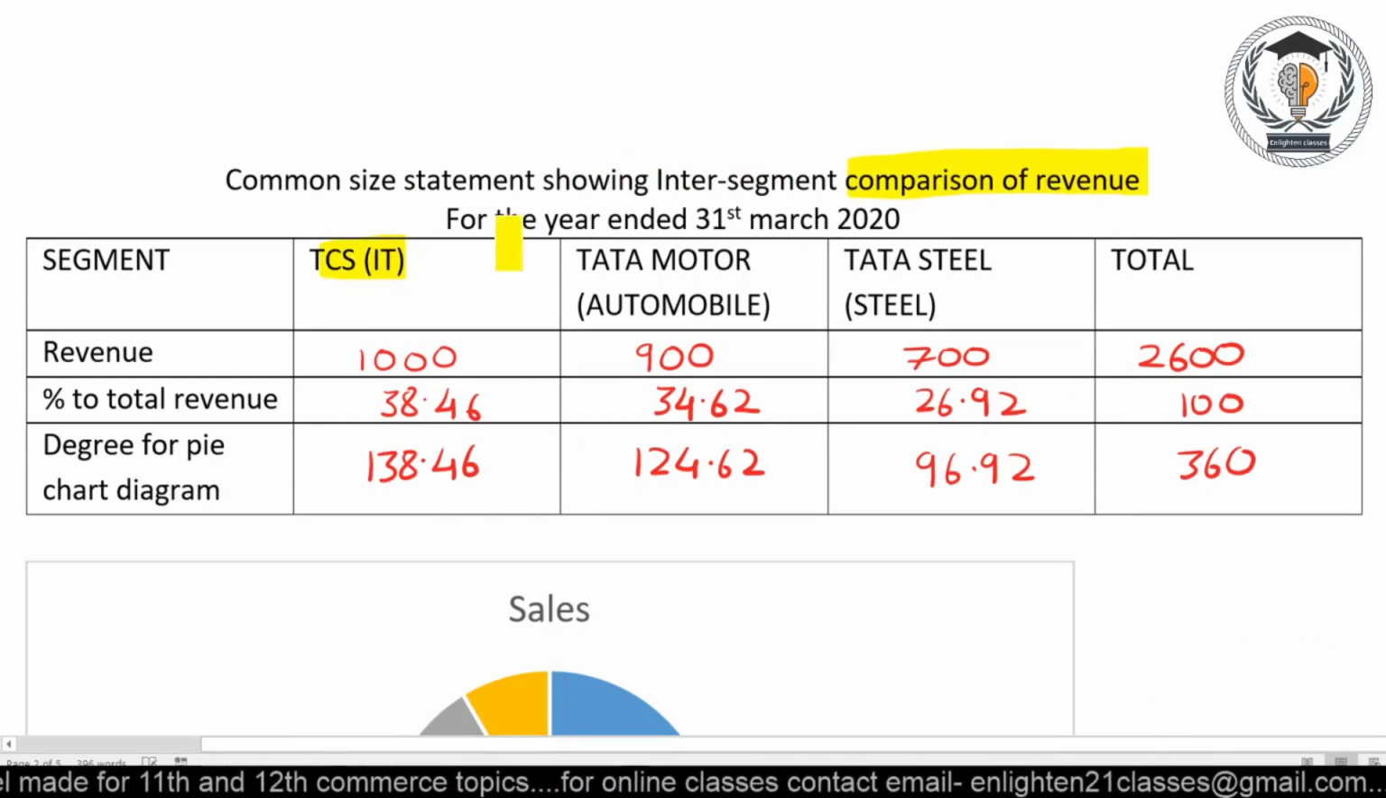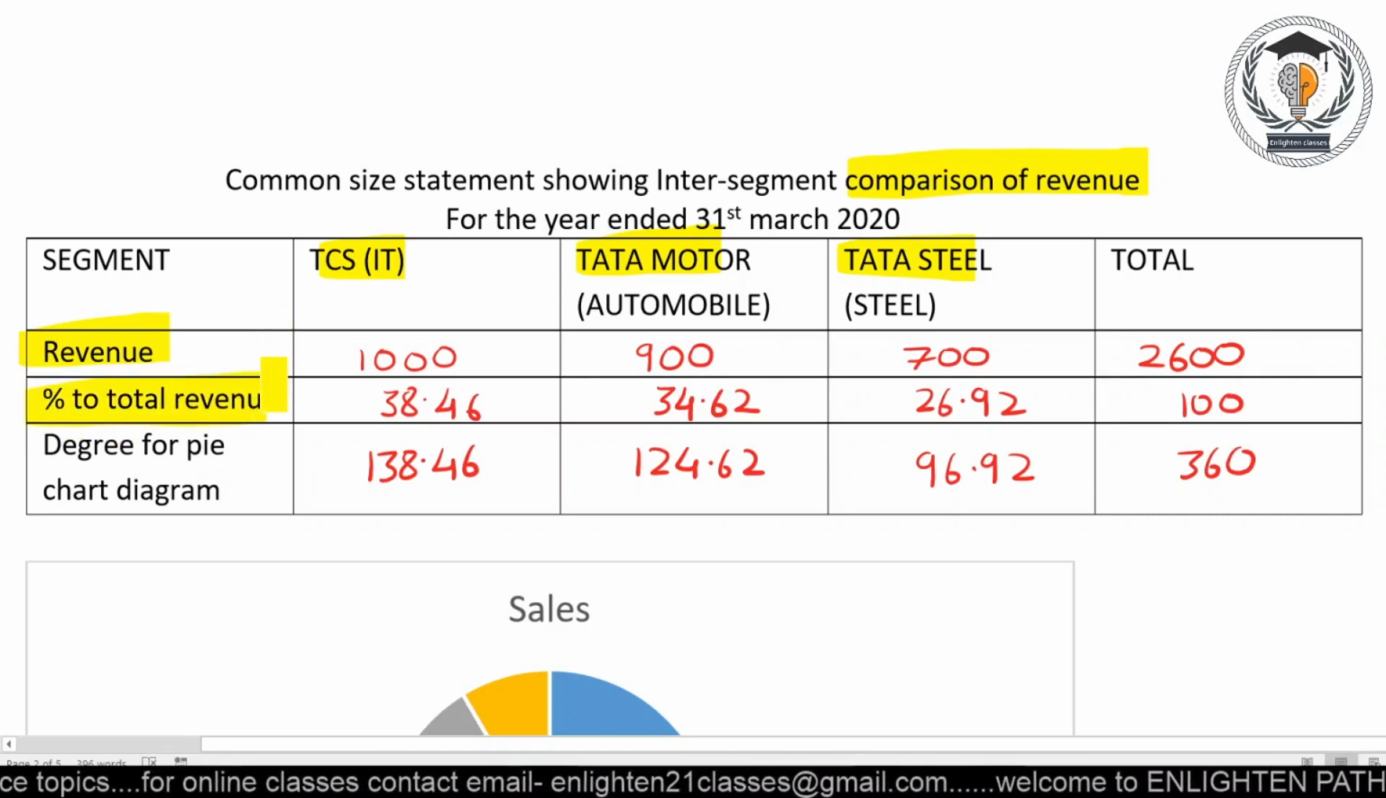For all the three segments, we have just taken common size statement of revenue. So first we have noted the revenue, percentage from above, we already have calculated everything, degree of pie chart diagram we already have calculated it. Now the question comes how we will make a correct and accurate pie chart.